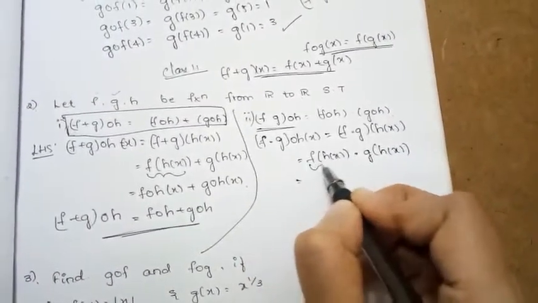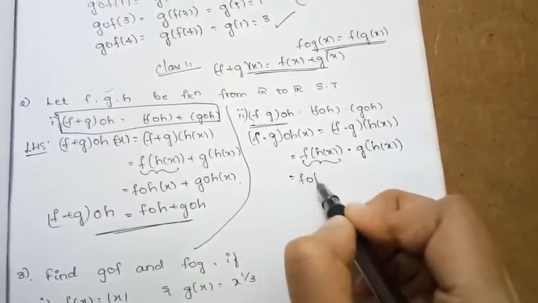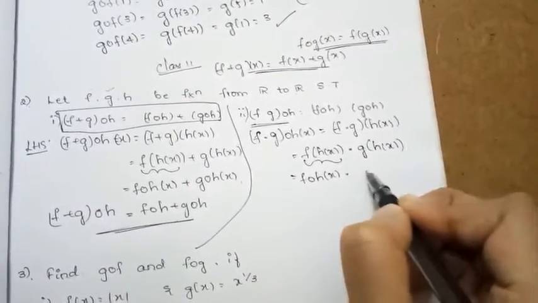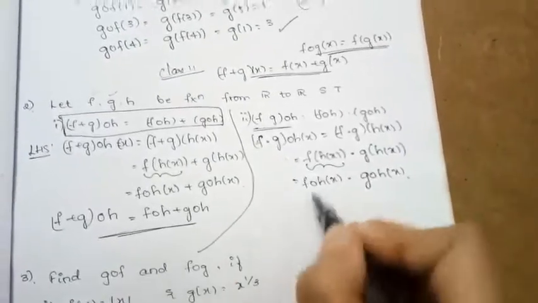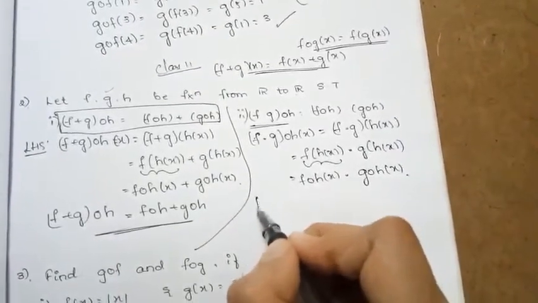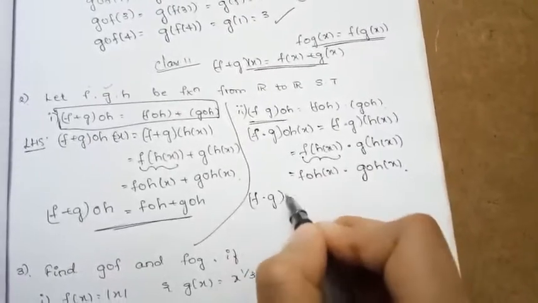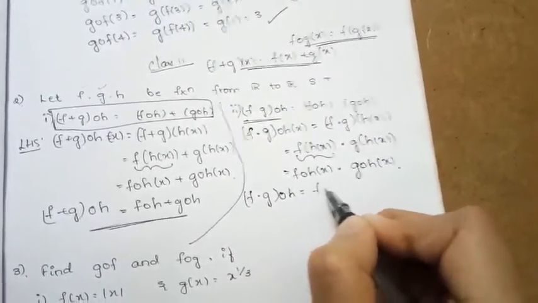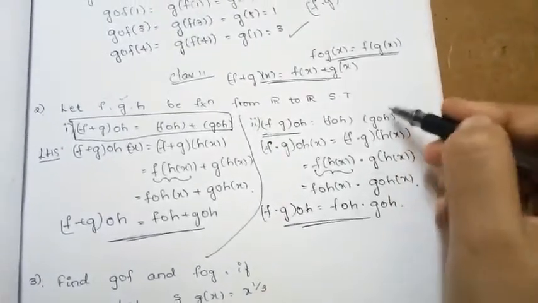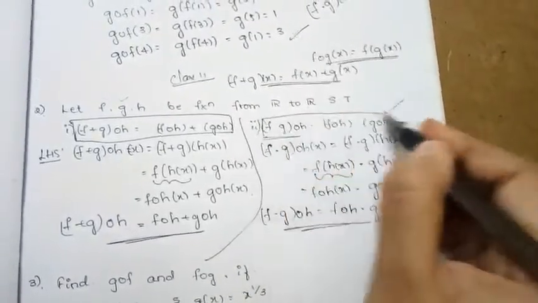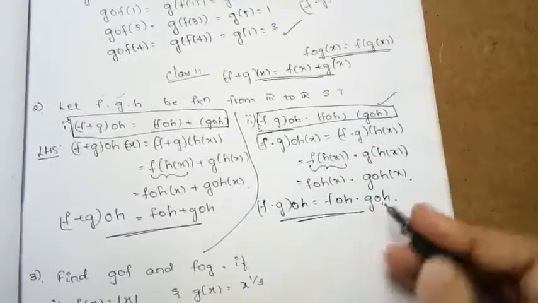So this implies f(h(x)) times g(h(x)). So together, what happens? (f·g)∘h is equal to (f∘h)·(g∘h). This is what we needed to show here. So that is what we have done. So this is regarding the second question.